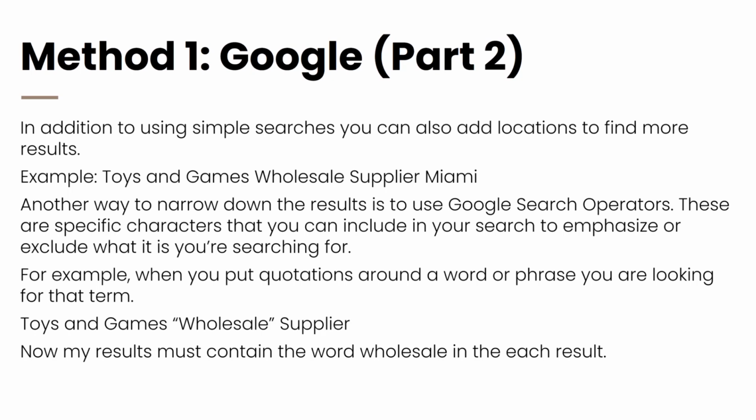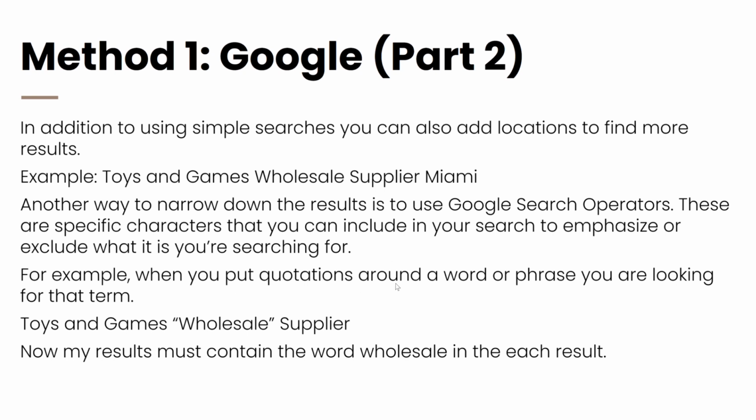So I can search up toys and games wholesale distributors in Trenton, toys and games wholesale suppliers in New Jersey, and you're just going to get more results that way. Another way to narrow down the results is to use what are called Google search operators. These are specific characters that you can include in your search to emphasize or exclude what you want to search for.